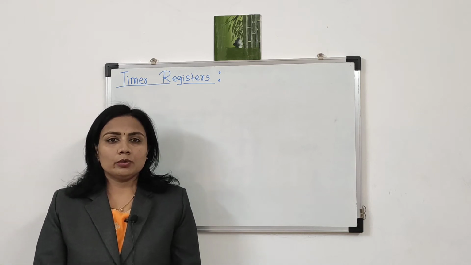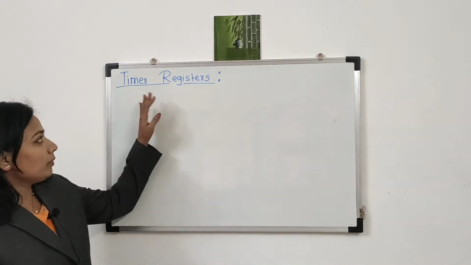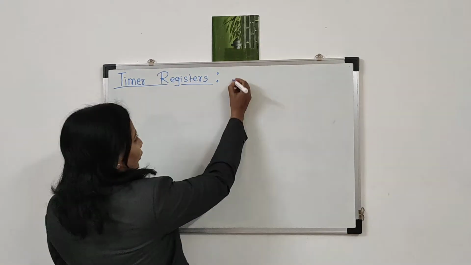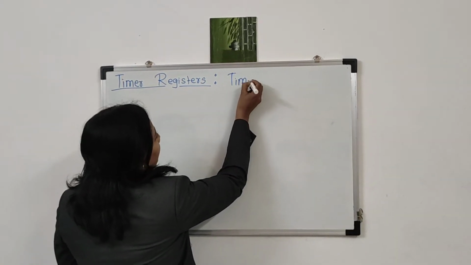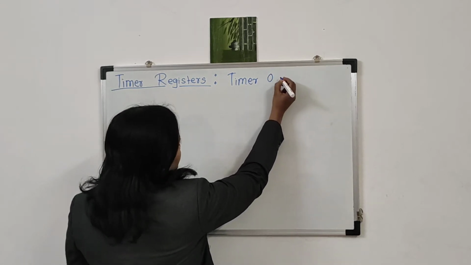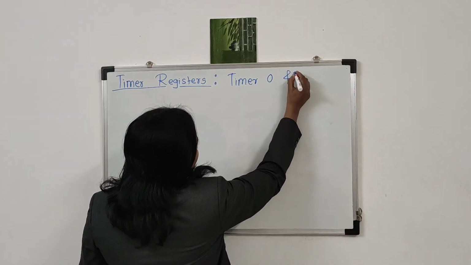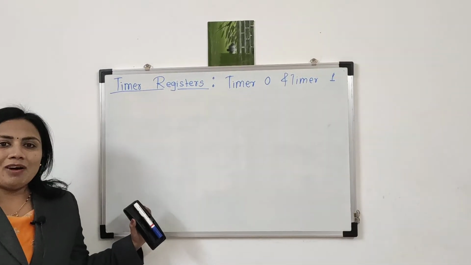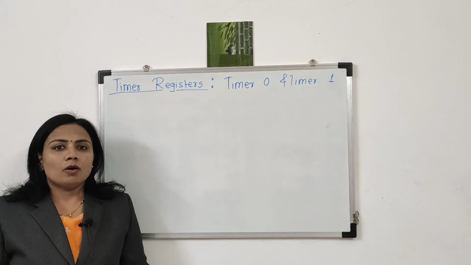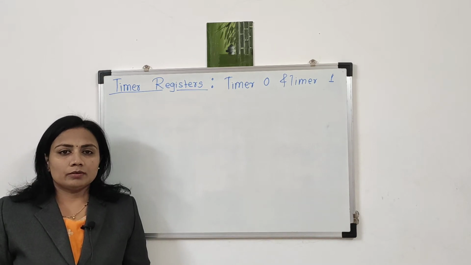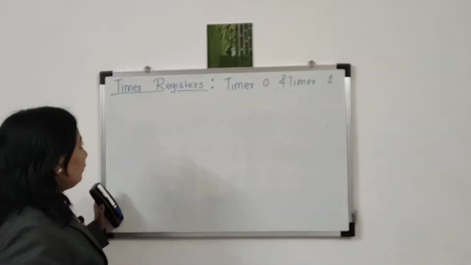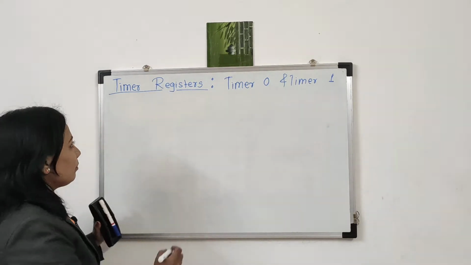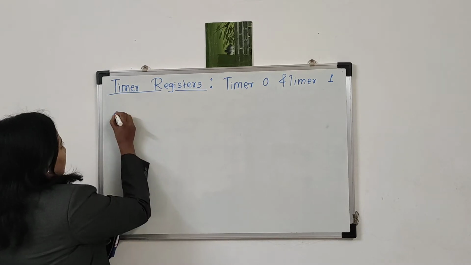Today we are going to learn about the timer register. As we know, the 8051 microcontroller has two timers, that is timer 0 and timer 1. So to load the values into these two timers, one needs to have registers. So we have a 16-bit register for each timer mode.